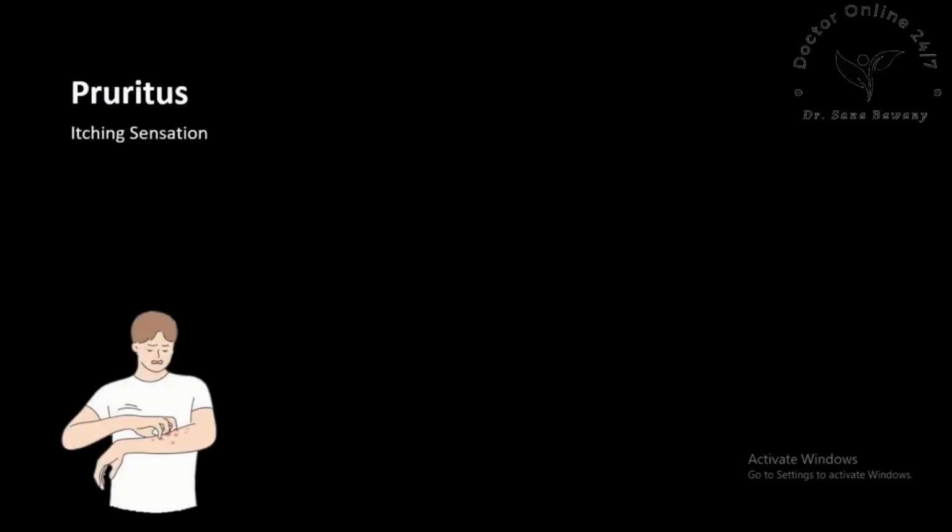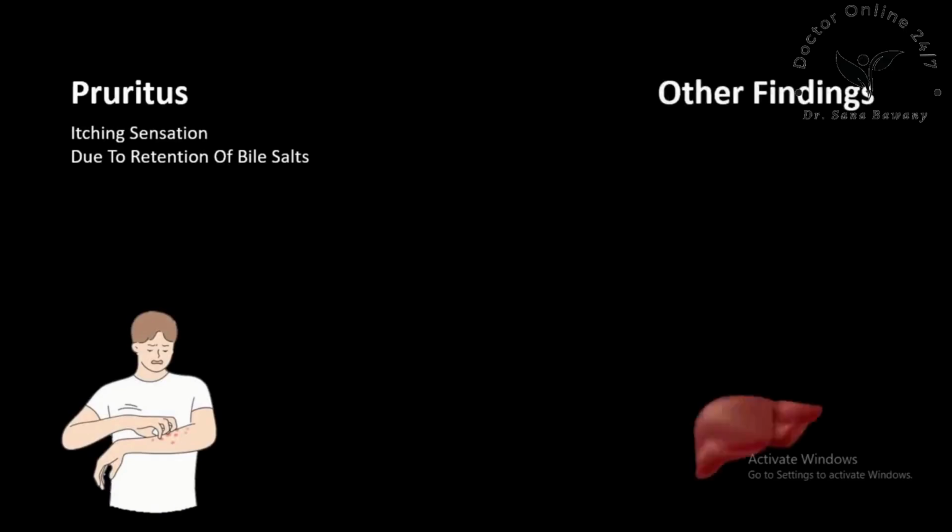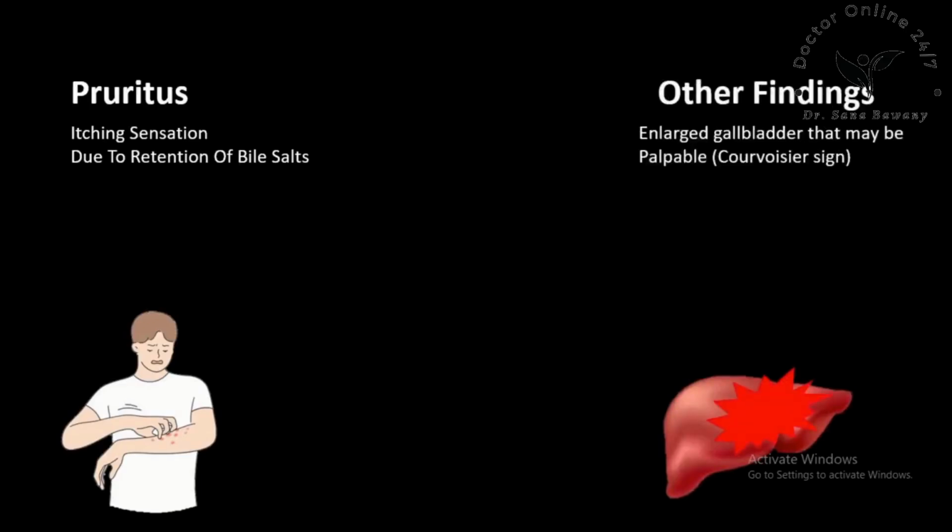Some other signs and symptoms of choledocholithiasis include pruritus. So pruritus is an itching sensation, and this is due to retention of bile salts. So again, if bile salts can't leave from the liver and go through the common bile duct, they can collect in the body and cause itching. Some other findings of choledocholithiasis include an enlarged gallbladder. So you can imagine that anything proximal to the stone can become inflamed and enlarged, and sometimes the gallbladder becomes so enlarged that it can become palpable, which means that it can be felt, and that's called Courvoisier's sign.